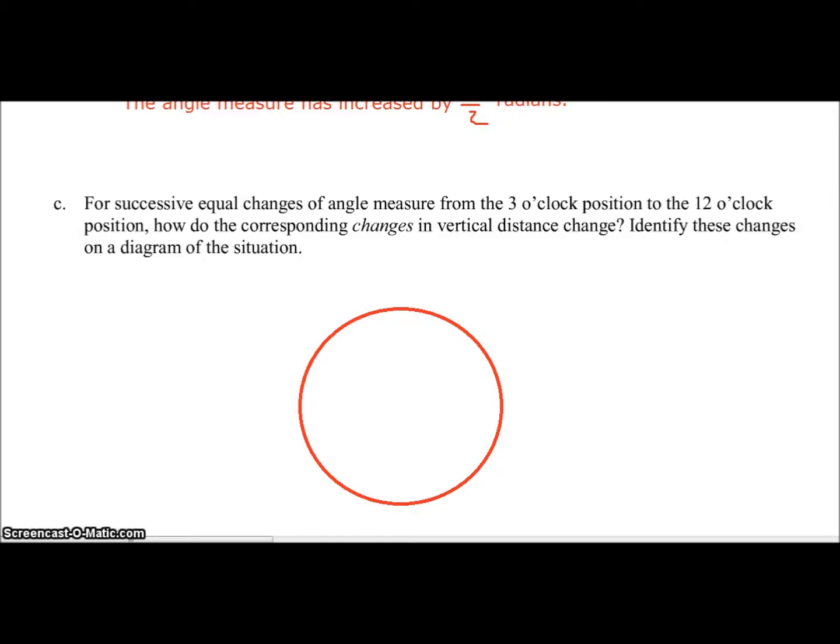Let's say that we have a bug hanging out right here on the right side, and then we want to go all the way up here, but let's think about if we divide up this region into parts. Like we could divide it in half, then we could divide each of those halves into halves. So we can discuss what happens if we change by the same angle measure or the same arc length.